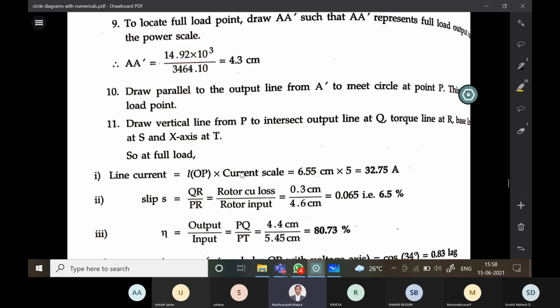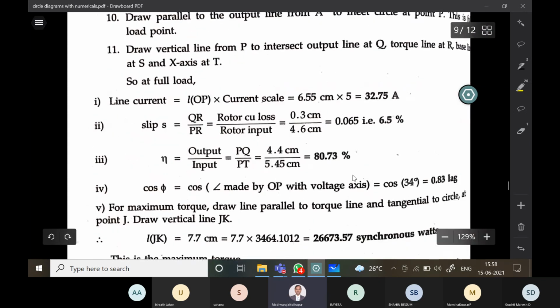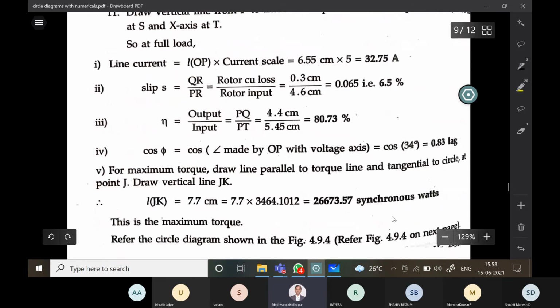From that we need to calculate the maximum torque also. This JK will give the maximum torque, and slip is QR by PR, same thing. Efficiency we need to calculate, and power factor angle. In the previous problem we got 30 degree, in this problem we will get 34 degree. Similar problem, we need to calculate this one.